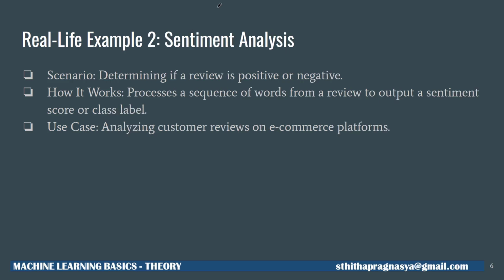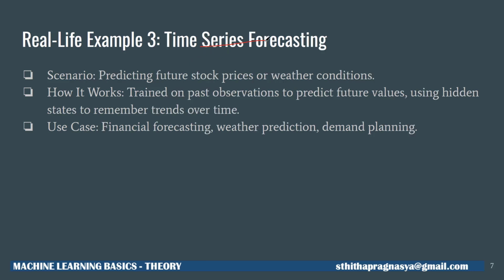And you can also use this in sentiment analysis. Let's look at the scenario. Determining if a review is positive or negative. An RNN can take a sequence of words from a review and output a sentiment score or a class label, like whether it is positive or negative. The network considers the entire sentence structure to make this prediction, leveraging the context provided by earlier words in the sequence. So the use case, again, is analyzing customer reviews on e-commerce platforms to determine overall product sentiment. And time series forecasting.